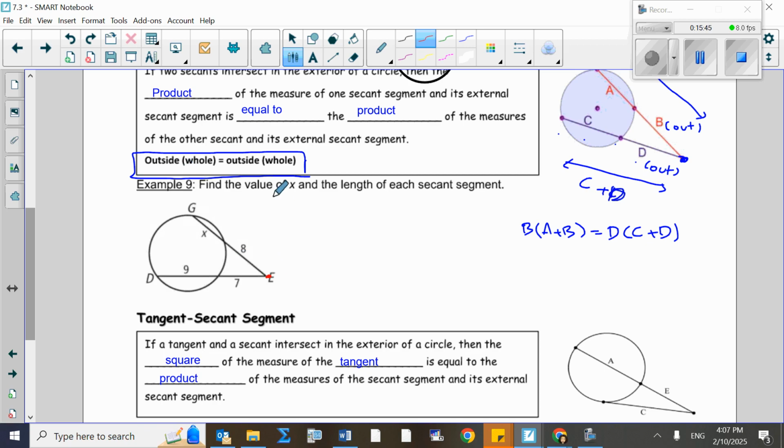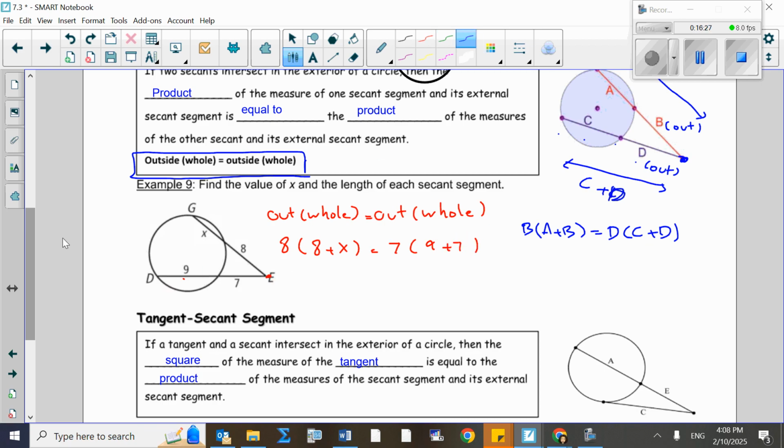I'm going to use the same idea. Outside times whole equal to outside times whole. Okay, so look at the one on the top. What is the outside part? It's 8. So I'm going to write 8. What is the whole? It's 8 plus x. Notice we're adding them. So that's 8 plus x. Now look at the other one. The part which is outside of the circle is 7. And what is the whole? That's 9 plus 7.